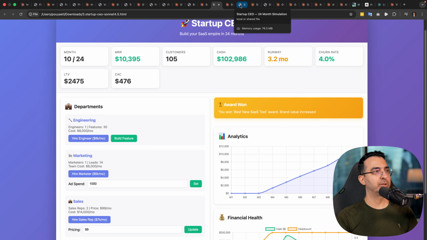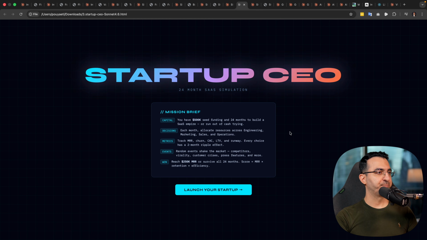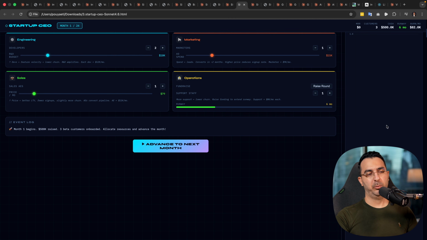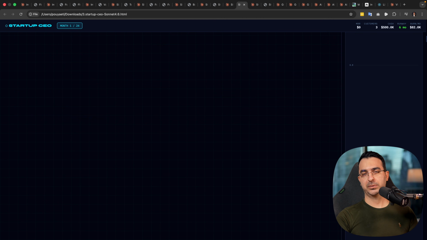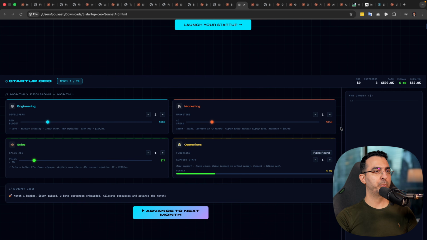Let's look at the result that Claude Sonnet 4.6 made for us. The design is much better, as you can see. Now, when we click on launch your startup, again here we have a crazy chart, the problem of Sonnet 4.6, and it is just expanding so much. And as you can see, everything became super heavy. So here we have 3 customers already. We have $500,000 cash, which can support our company for 6 months.